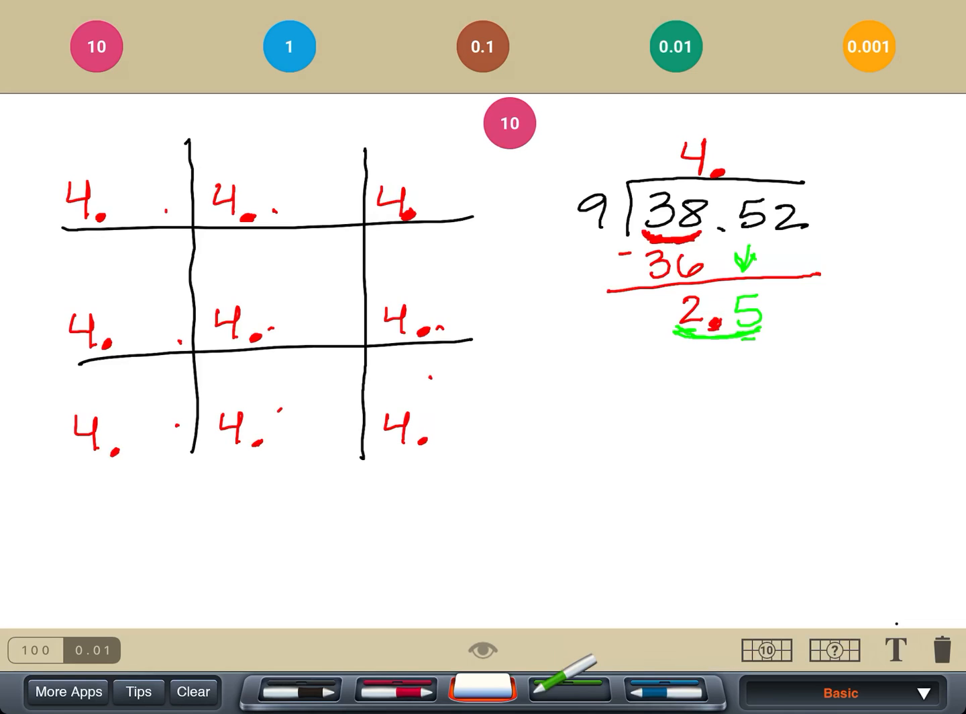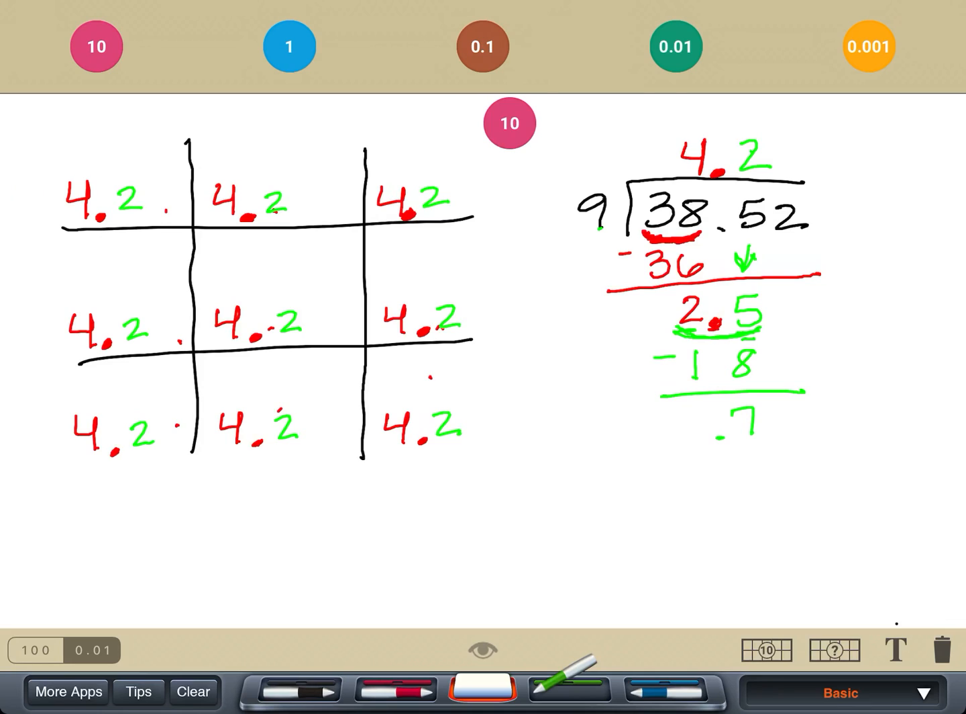If we put 2 in each box, we would have used 18. 9 times 2 is 18. If we put 3 in each box, we would use 27 because 9 times 3 is 27. 27's too big. It's too many. We don't have enough. So we have to only put 2 tenths in each of these boxes. And I'm going to show that up here by saying I put 2 tenths in each of the 9 boxes, and I used 18 of those tenths. 25 minus 18 is 7 tenths.